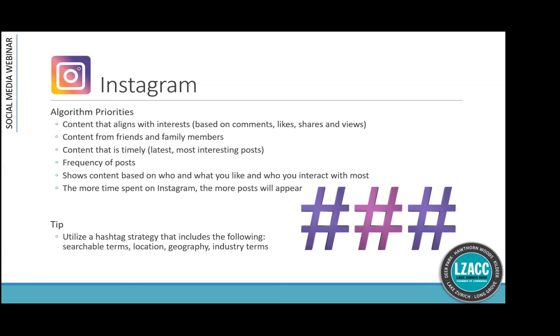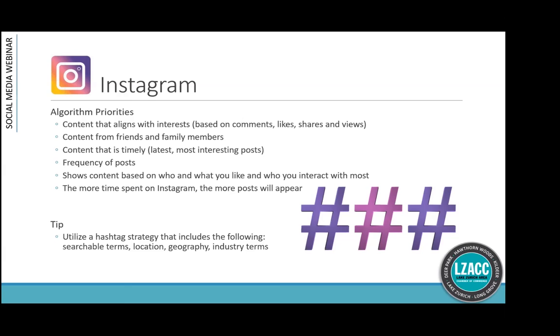So when it comes to the Instagram algorithm, it's pretty similar to the Facebook algorithm, where it prioritizes content from friends and family members. It also looks at what a user's interests are. So it looks at what profiles are commenting, liking, sharing, and viewing the content, and it prioritizes that. It always looks at content that is timely, so the latest, most interesting posts that are getting the most likes are going to be shown to more people. And also the frequency, again, is important here. I would recommend posting multiple times per week on Instagram. And the more time a user spends on Instagram, obviously the more posts they'll see and the more that will appear.